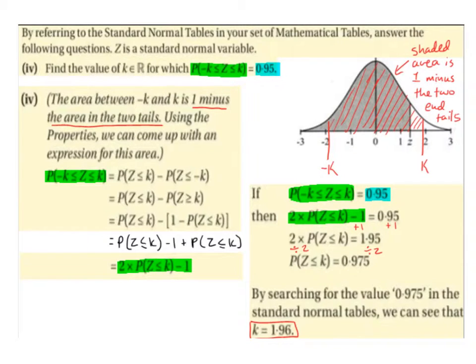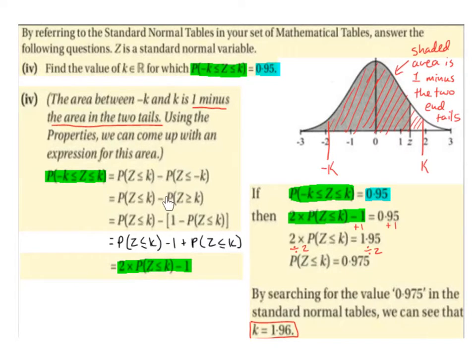And the probability that Z is less than or equal to minus k is the same thing as the probability that Z is greater than positive k. The probability that Z is less than or equal to minus k is this area here, and the probability that Z is greater than k is this area here, which is the exact same area. So then the probability that Z is greater or equal to k is the same thing as 1 minus the probability that Z is less than or equal to k.